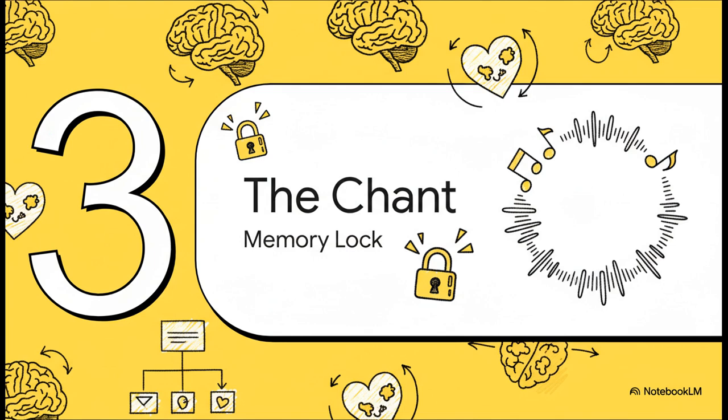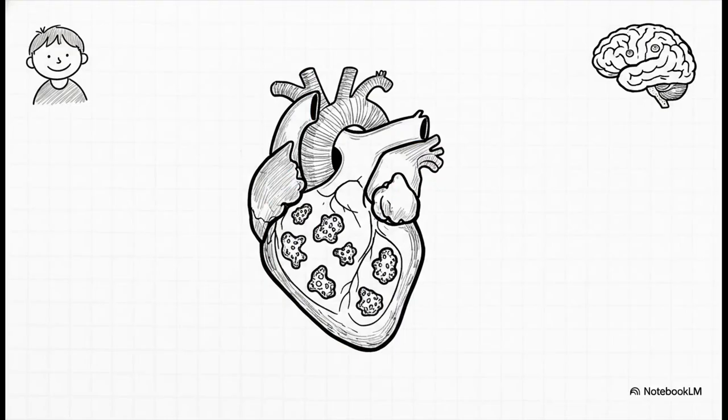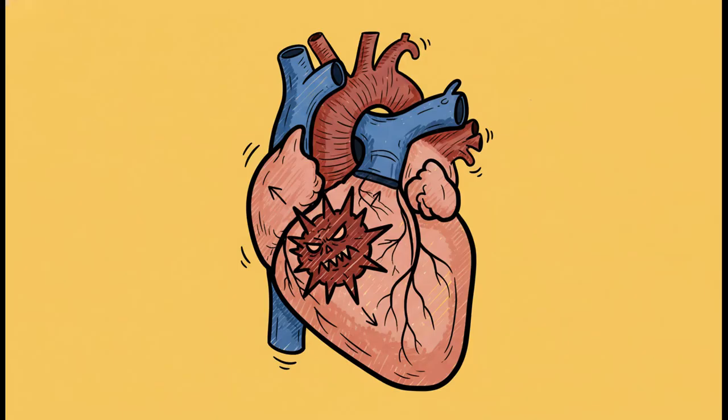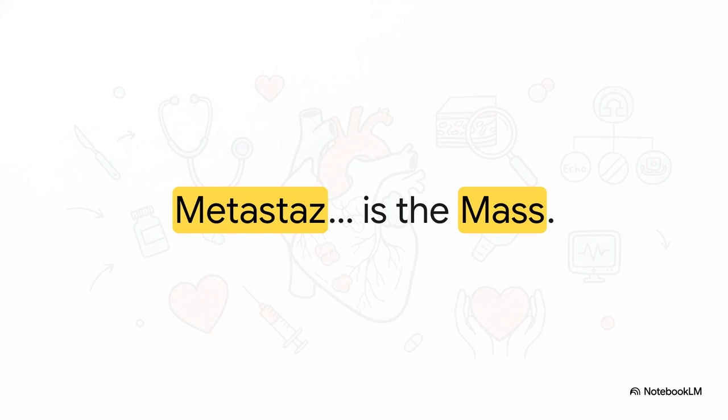All right, Sarah, the deep dive is done. Now we lock it in, it's time for the memory chant. This is the decision tree stripped down to the essentials. Ready to encode? Adult, LA, myxoma, plop. Child, multiple, rhabdo, TSC. Right side, angio, SVC. Valve, sea anemone, fibro, embolo. Metastasis is the mass.